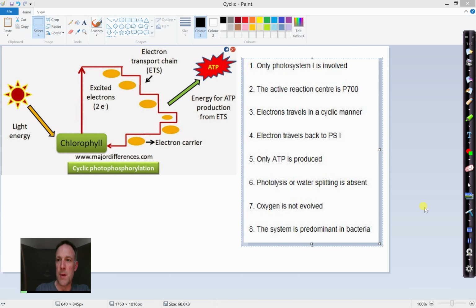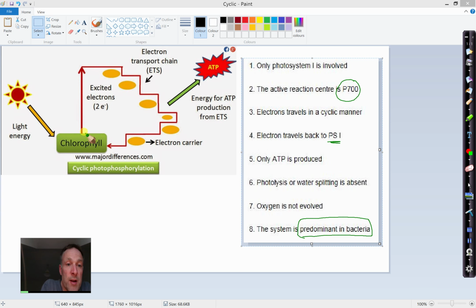Okay, so now we're going to have a look at cyclic phosphorylation or photophosphorylation. Here we're just looking at one chlorophyll molecule, and that chlorophyll molecule is P700. So this is actually photosystem 1, and it's a little bit unusual. The system is predominant in bacteria. Here we're talking about blue-green algae or cyanobacteria, very primitive organisms. They just have photosystem 1 operating.